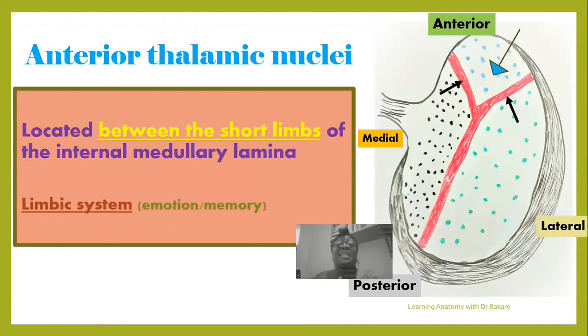What the anterior thalamic nuclear group do, basically, is create connections with the limbic system, and as they do this, they help to control emotion and also memory. So this is the function that the anterior thalamic nuclear group are involved in, due to the connection that they create with the limbic system.